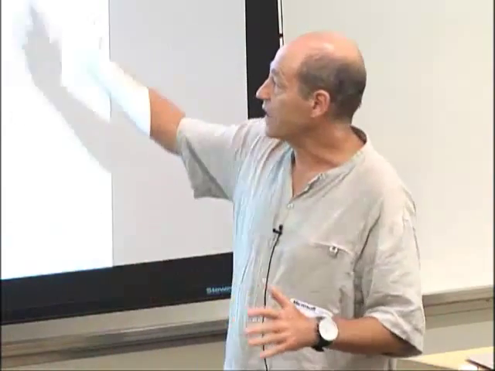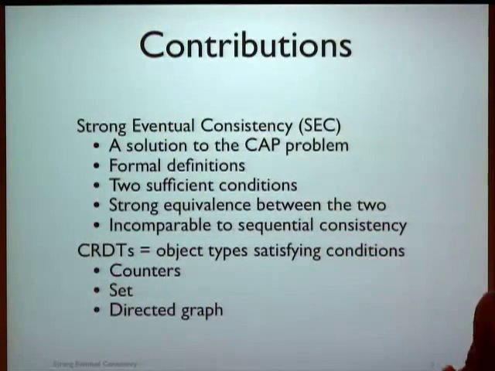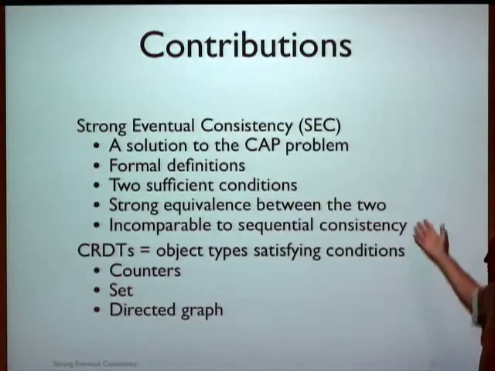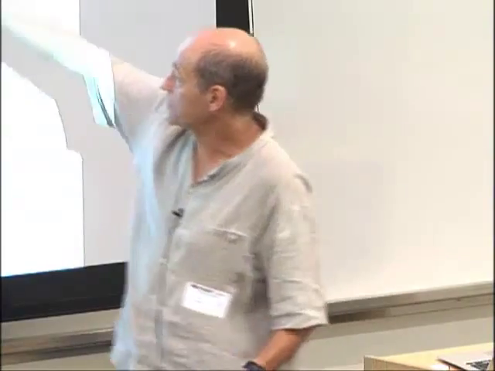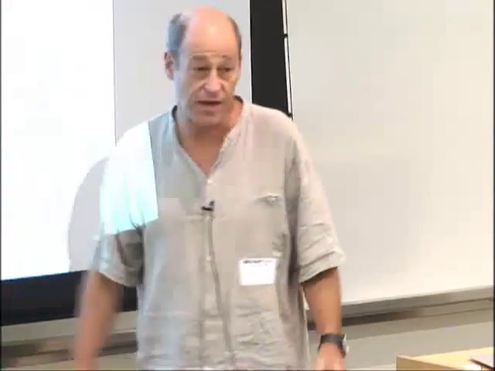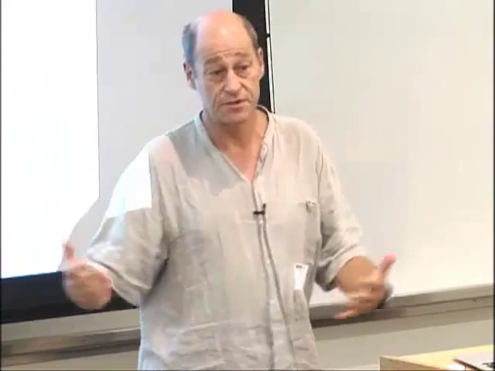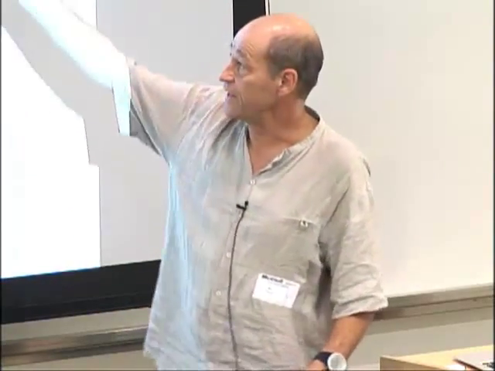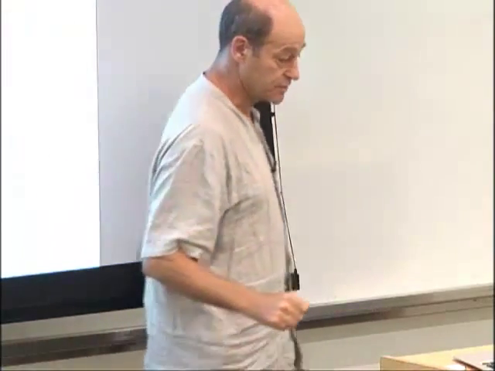You don't need to do anything else. You automatically have all the nice properties. I also prove that these two conditions are actually equivalent to each other. And there are two very different ways of looking at the world. I also show you that this is incomparable to existing consistency criteria. So this is all the theory, and then I'll also talk about the practice. So I'll give you some examples of object types that fulfill these conditions.